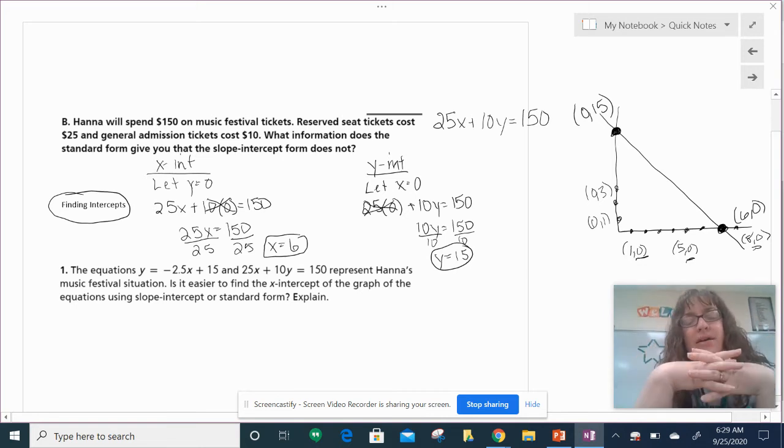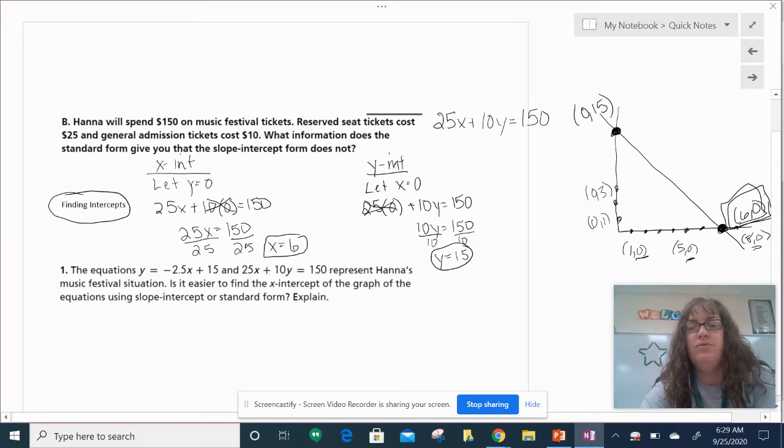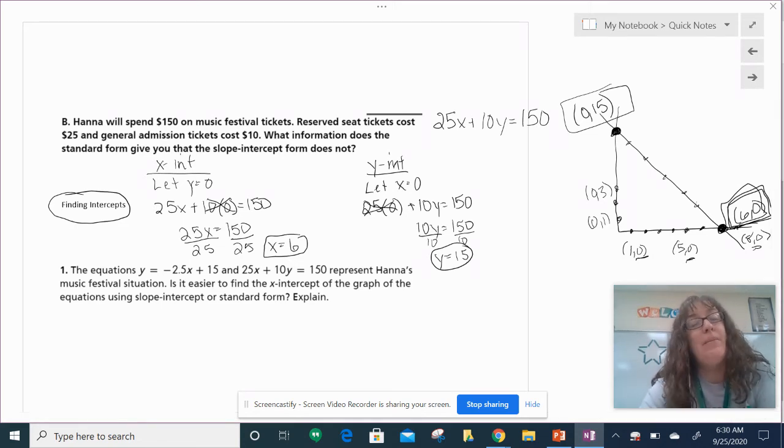Now, let's really dive into what this means. What this means over here is she could buy, for her $150, 6 reserve seat tickets and 0 general admission. Another option that she has is she could come up here and buy 0 reserve seats and 15 general admission tickets. All of these points in between talk about the other possibilities that she could buy. Now, in this case, if I want to spend exactly $150, I may not be able to use every combination because some of these will be parts of numbers. But it allows me to see the other opportunities that I have.